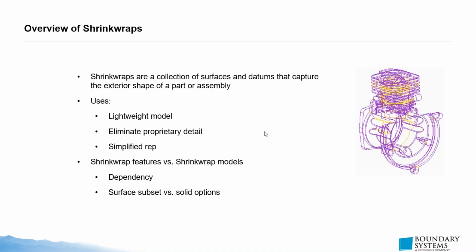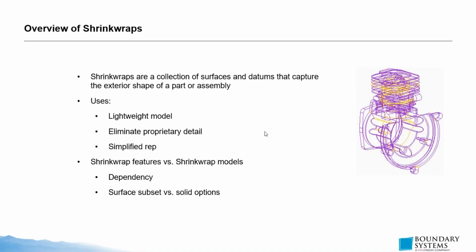So one of the primary uses of shrink wraps is the ability to create lightweight models and really bring in and use these models you make without using so much data.